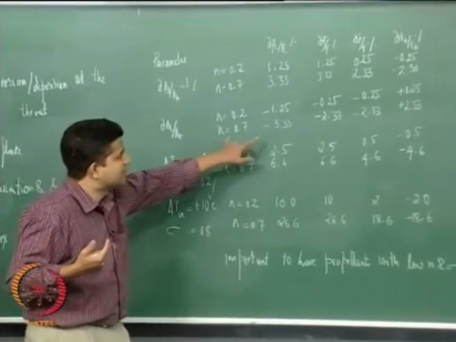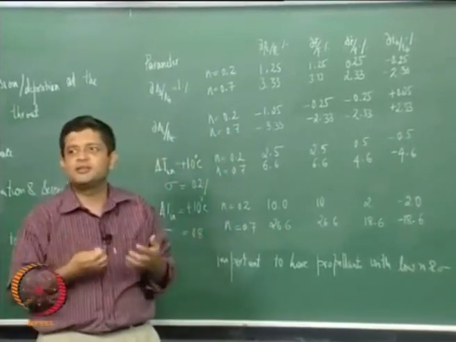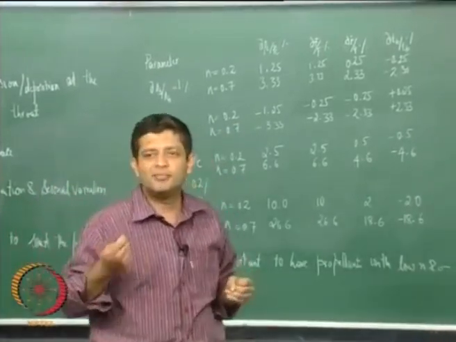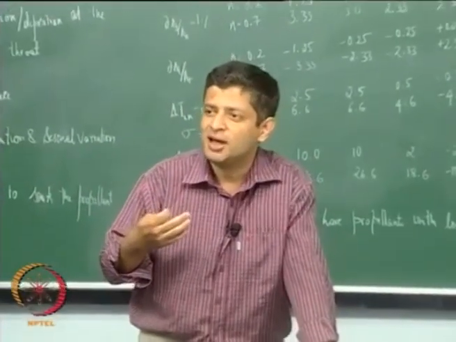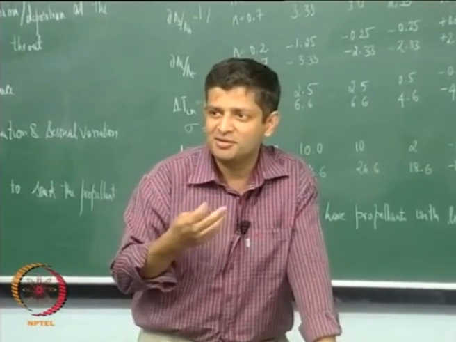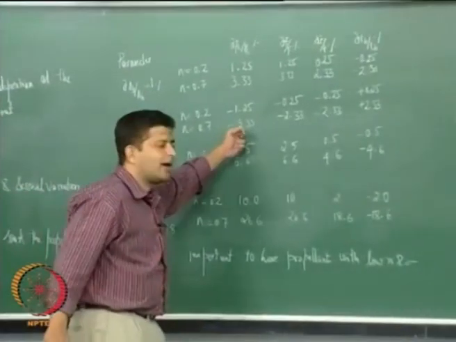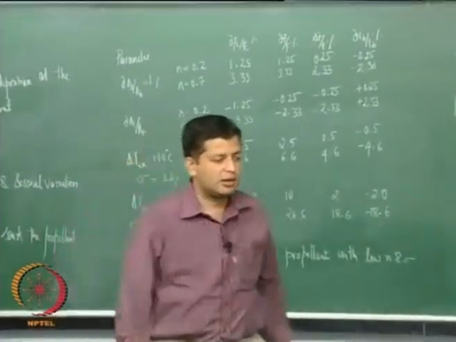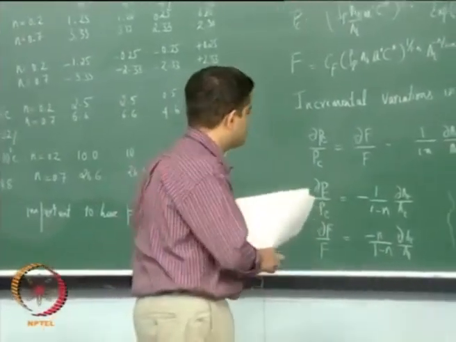You can look at this and, if you can change the throat area depending on the condition, then you will be able to minimize the changes due to initial temperature, because this has a negative sign. That is what is done in certain missile applications. You will have a plug.